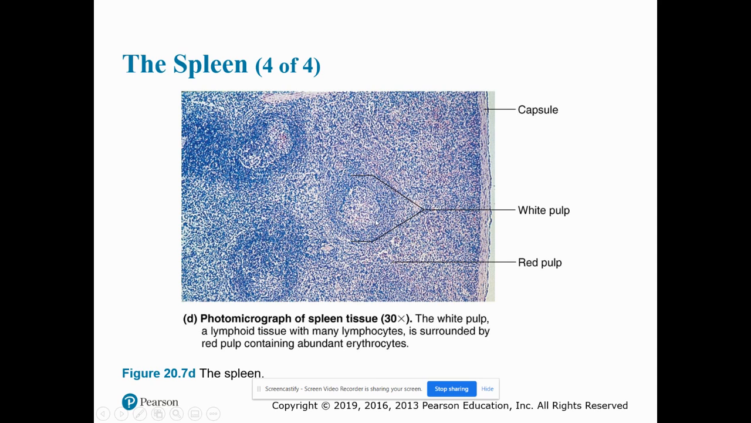Same thing here, the white pulp. Again, immune stuff is going on in the white pulp. And then in the red pulp, this is where the old red blood cells are getting destroyed.